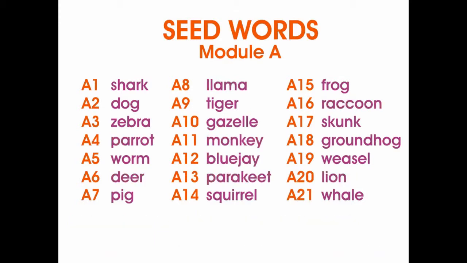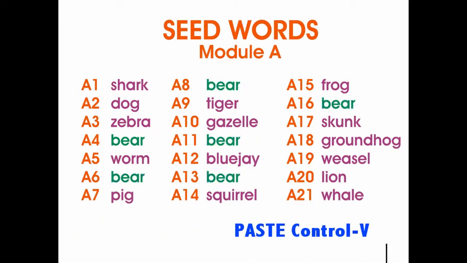Rather than type the same seed word over and over into different slots, you could type it once and then use the keyboard commands to copy it, Control-C, and then paste it again and again, Control-V, to replace the keywords you don't want to use.